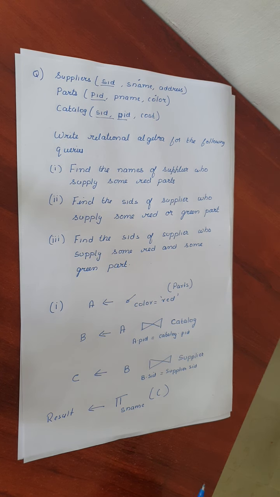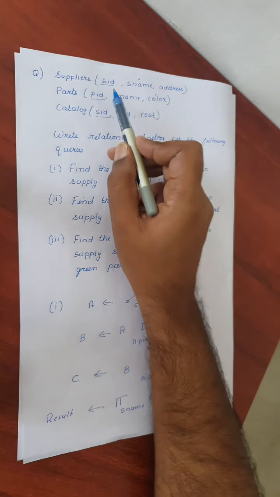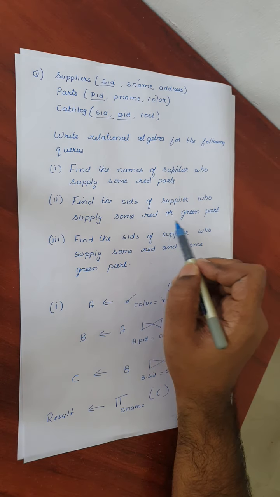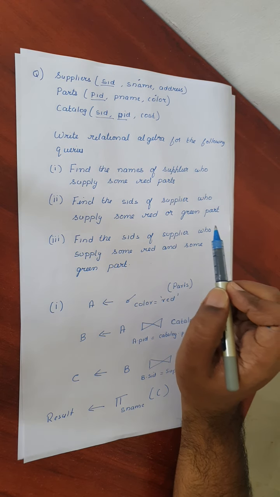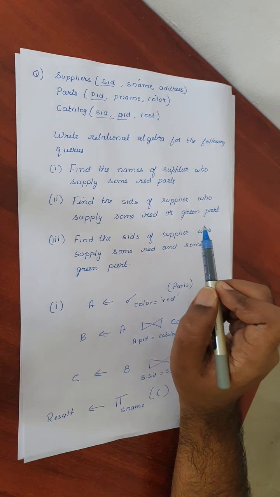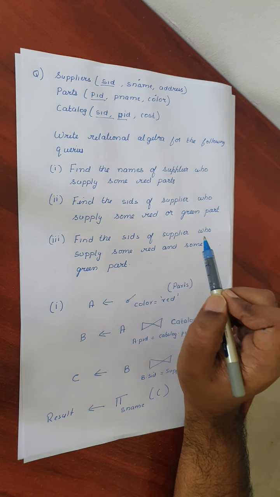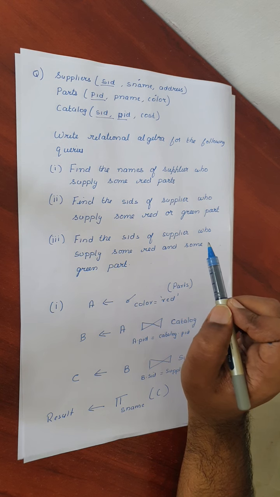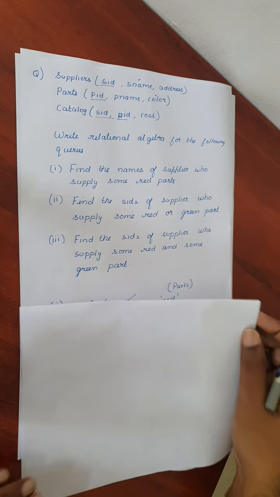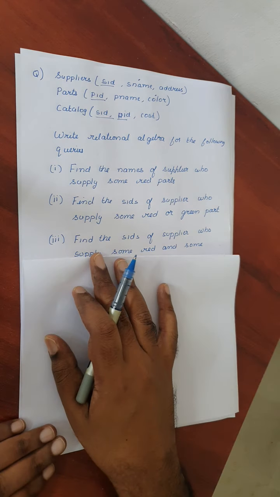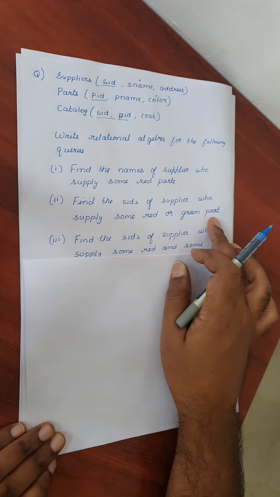Okay, next question. Find the SIDs. SID means this one. Okay, supply ID of supplier who supply some red or green part. So we need the supplier IDs of suppliers who supply a red or green part. Okay, we will go the same way. So find the SIDs of the supplier who supply some red or green part.